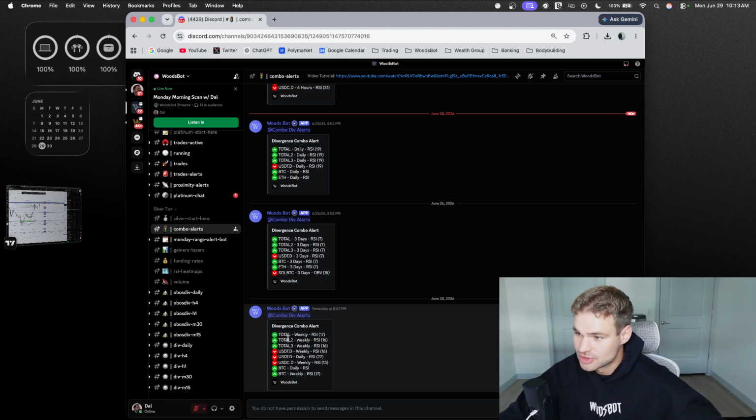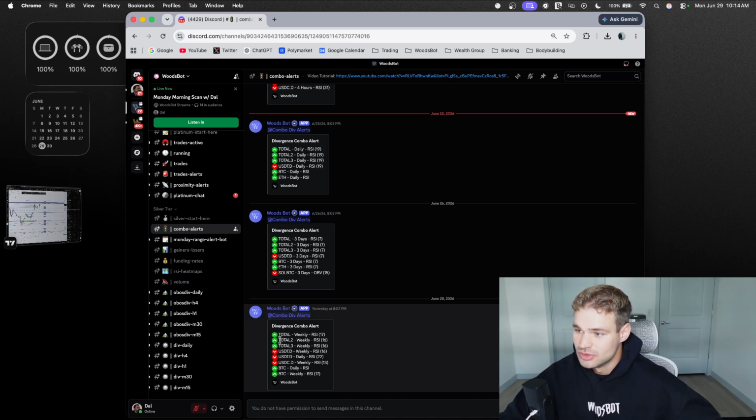Okay, we're getting a total 2 weekly bullish divergence, similar to total 3 weekly divergence. USDT, we pointed that out. We have a weekly bearish divergence. USDT.D, again, we have a daily RSI divergence. We pointed that out in the chart as well, right? USDC, we have a weekly bearish divergence.